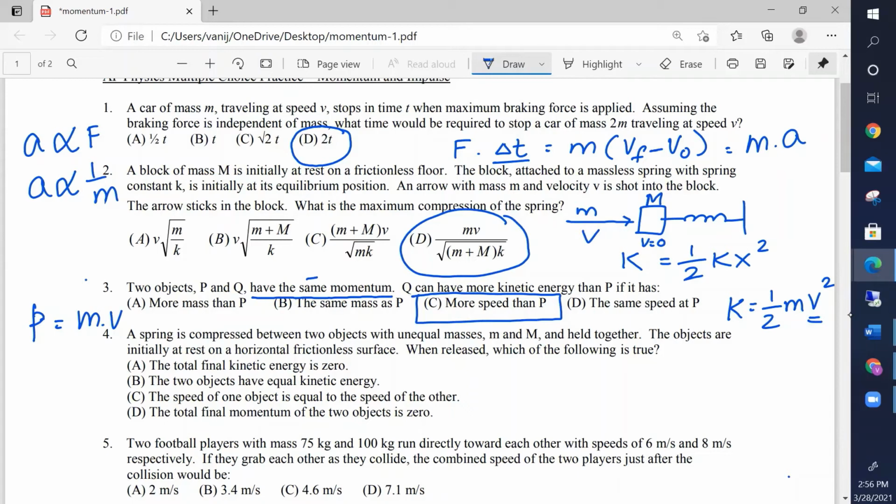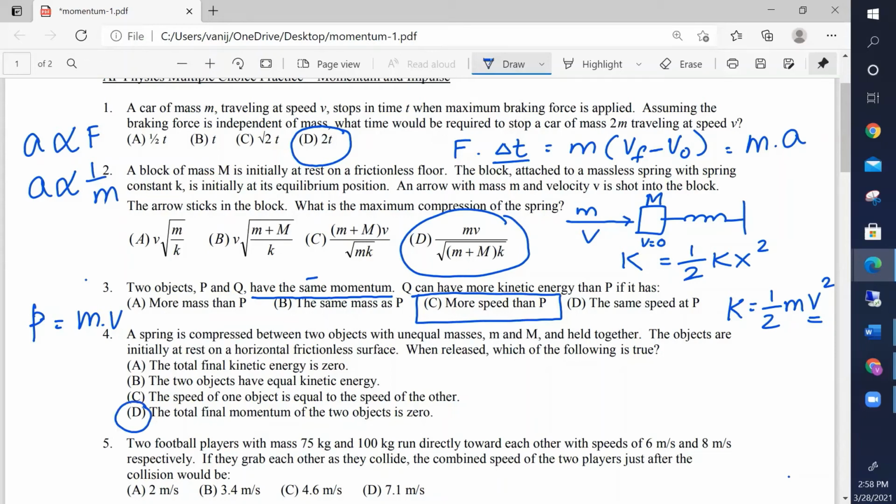Okay. 4. A spring is compressed between two objects with unequal masses m and capital M and held together. The objects are initially at rest on a horizontal surface. When released, which of the following is true? The total kinetic energy is 0. The two objects have equal kinetic energy. The speed of one object is equal to the speed of the other. The total final momentum of the two objects is 0.